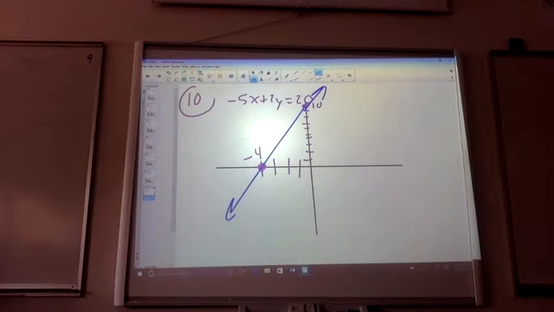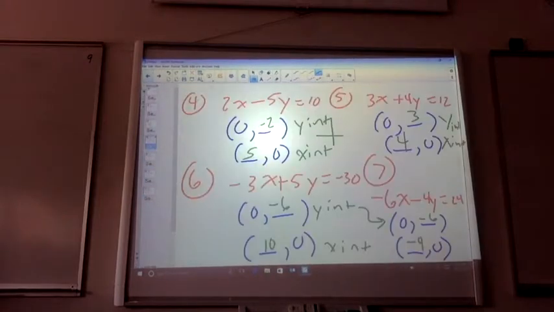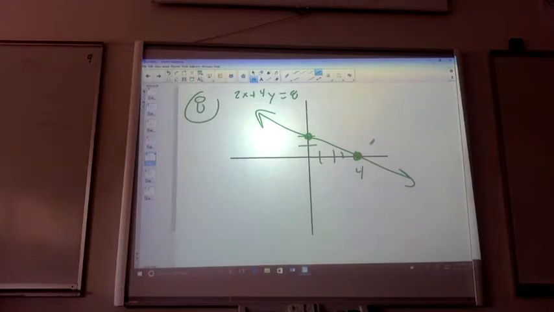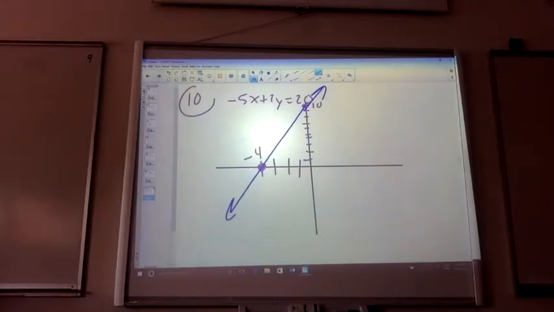Let's go back real quick on a couple of the problems. I just want to make sure we're okay with this. So problem number 8. This is the point 4, 0. Agree? This is the point 0, 2. Agree? Number 9. This is the point 4, 0. This is the point 0, 6. Yay? Then number 10. This is the point negative 4, 0. This is the point 0, 10.